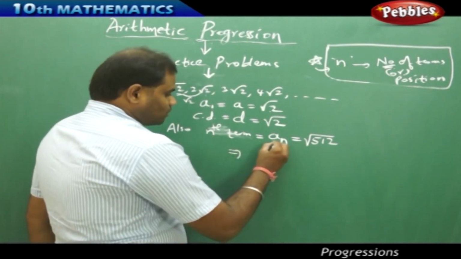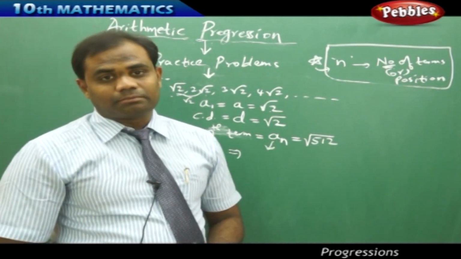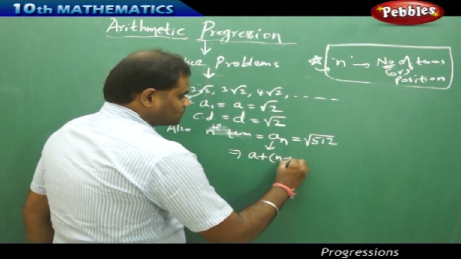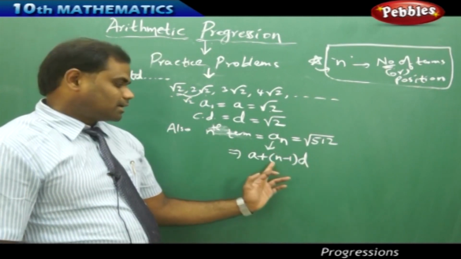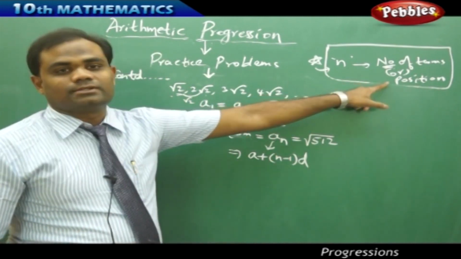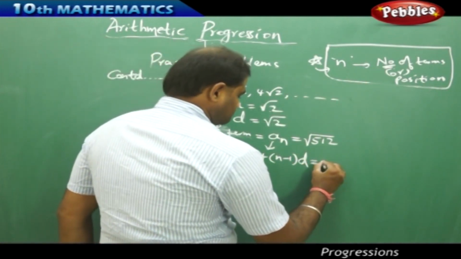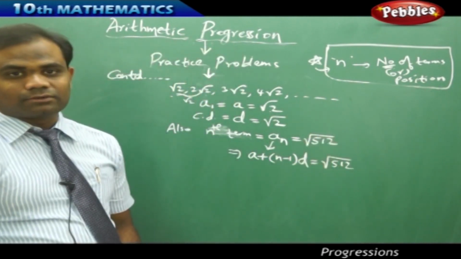Now as I go with the formula, I have already discussed that the nth term of an arithmetic progression is given by the formula a plus n minus 1 times d, where a is the first term, d is the common difference, and n is the number of terms, or the position in the sequence. The nth term is root of 512, which I get out here.